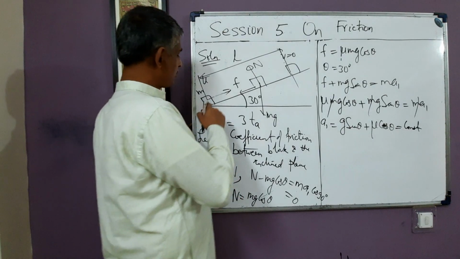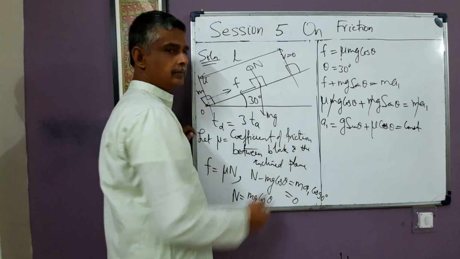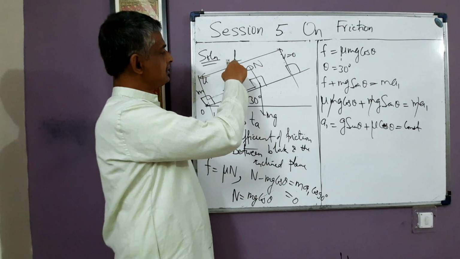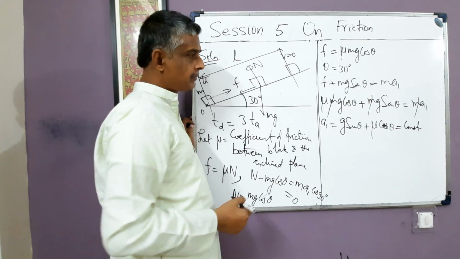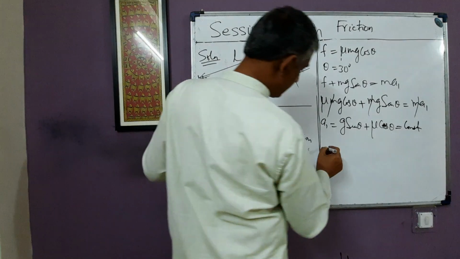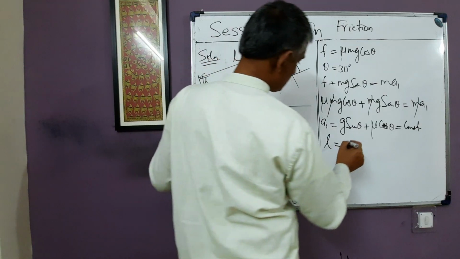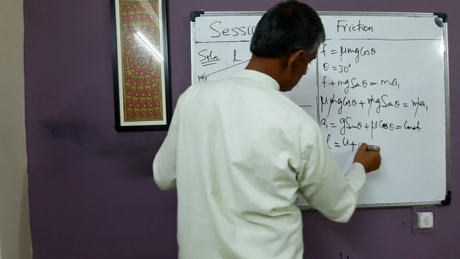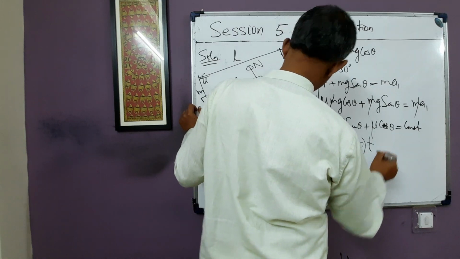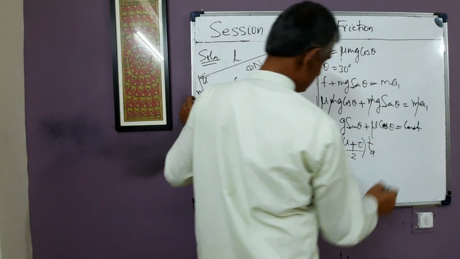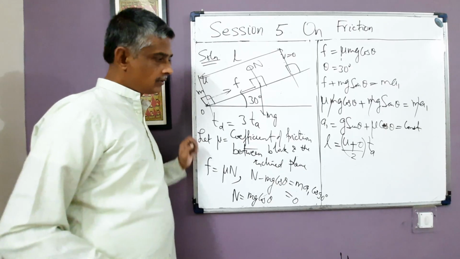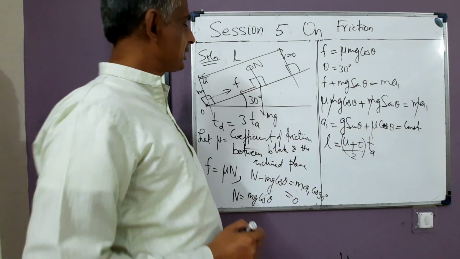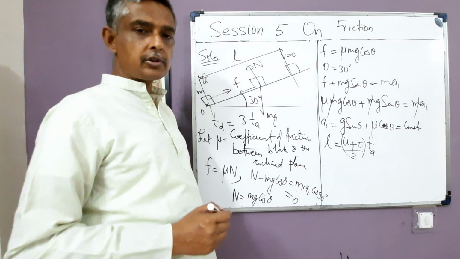Now the block takes time ta to move from here to here. It moves with a constant acceleration a1 down the incline and covers the distance L during its upward journey. Since acceleration is constant, we can write displacement L is equal to initial speed u plus final speed, here 0, by 2 into ta. Ta means time of ascent. This formula follows from d equals u plus v by 2 into t, for the case of motion of a body along a straight line with constant acceleration.